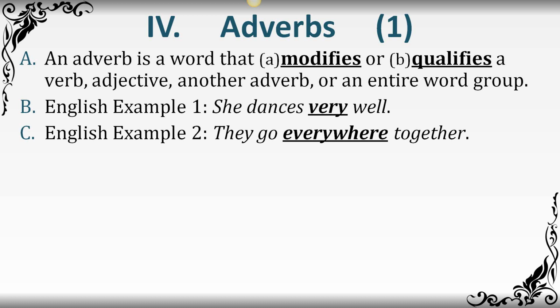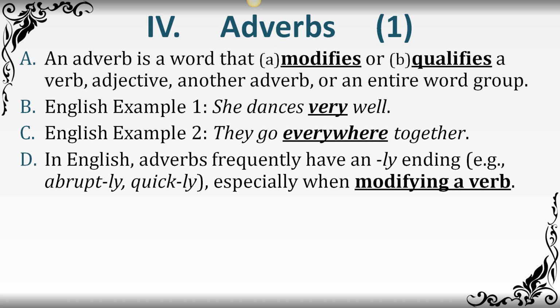Another example, they go everywhere together. Where do they go together? Everywhere. But also, they go nowhere together. Or how about they go well together? Well is normally an adjective. However, it's being used to describe together, so language is weird. Good and well. They go good together?